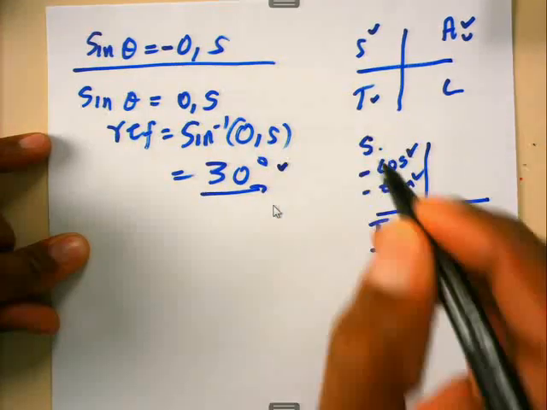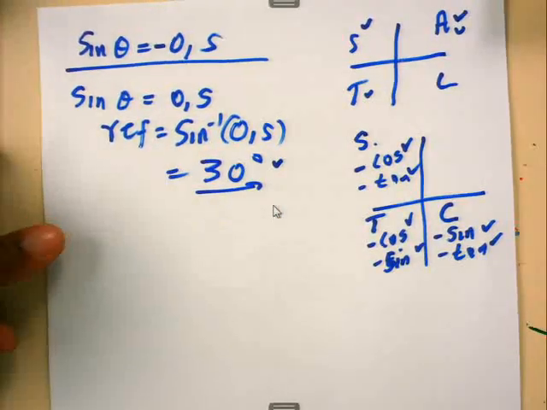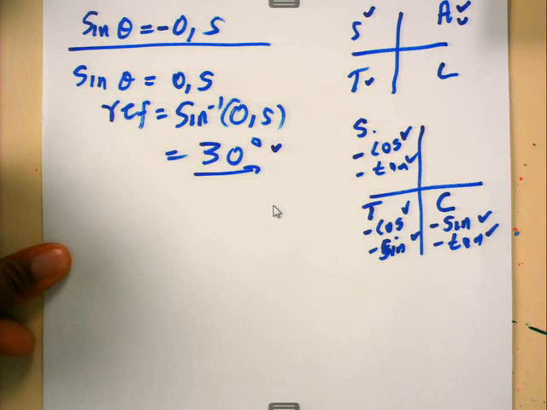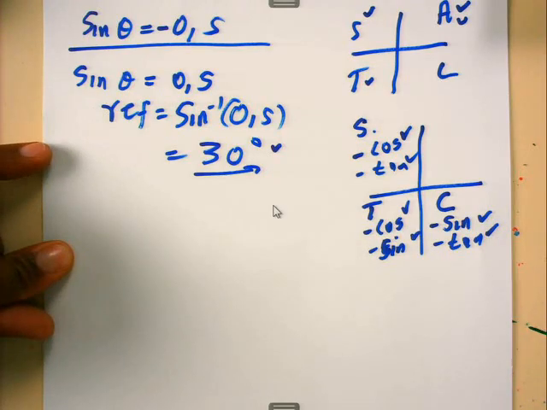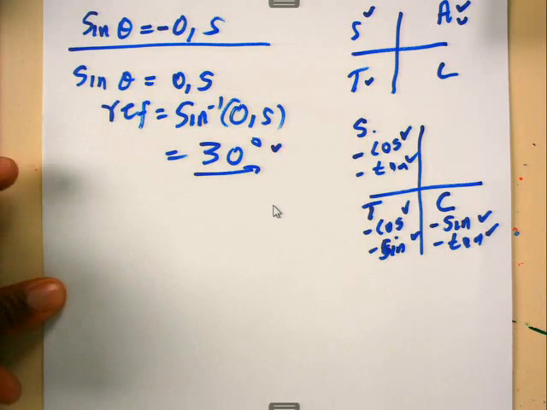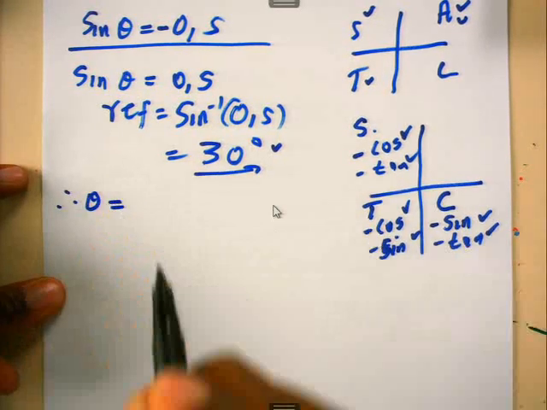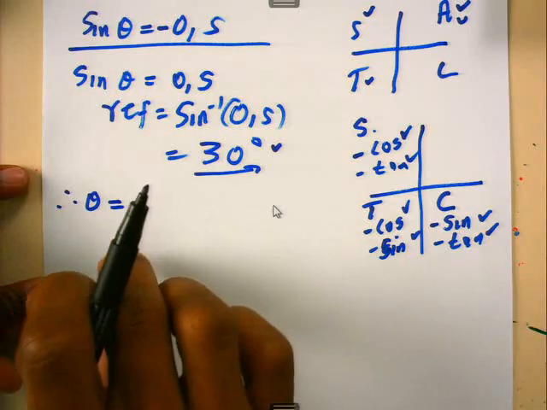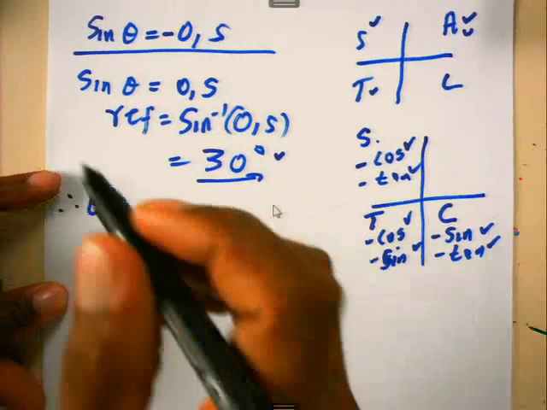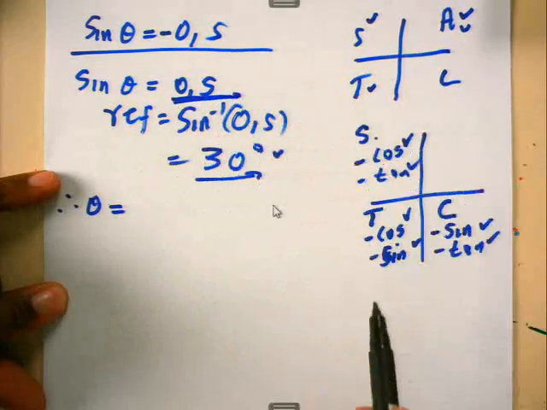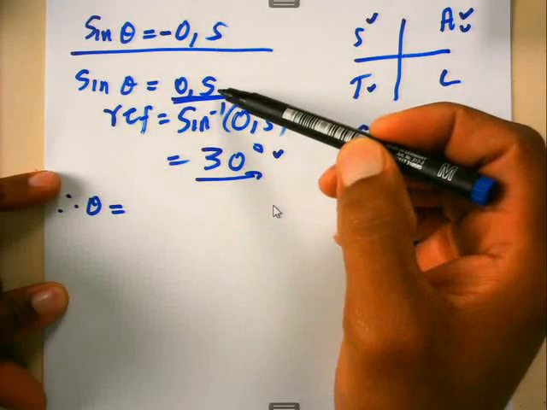Now, I'm happy. I have the reference angle, which is 30 degrees. Now, let me respond to the question. The question said I must solve for theta. I must find the value of theta. Now, what is the value of theta? I say, therefore, theta here is equal to. Now, before I write down the solution, it's very important to go back to the ratio. Now, I check the ratio. Is the ratio positive or negative?